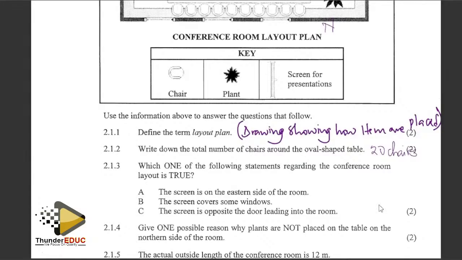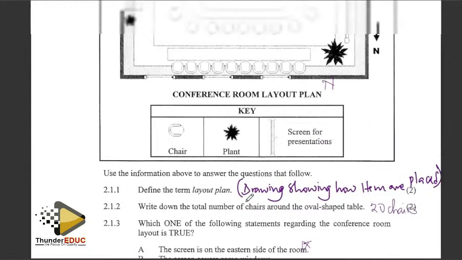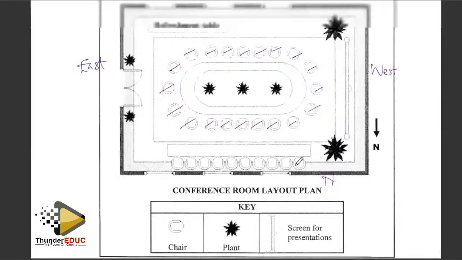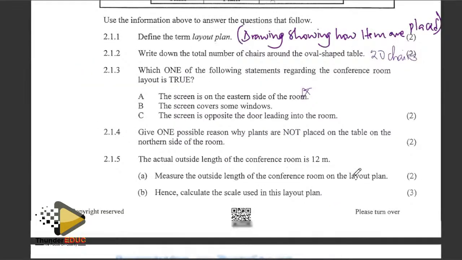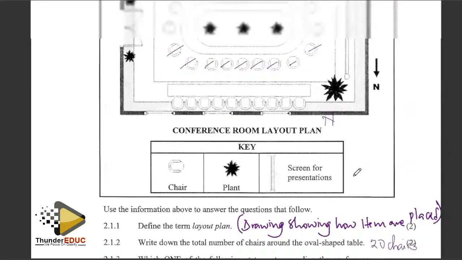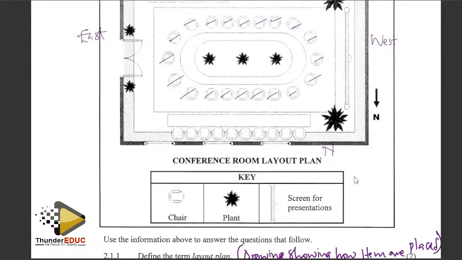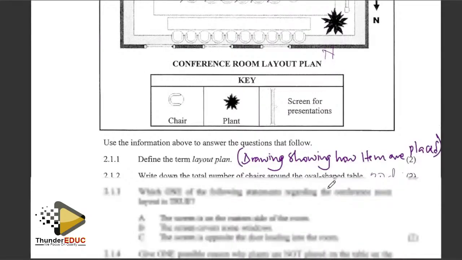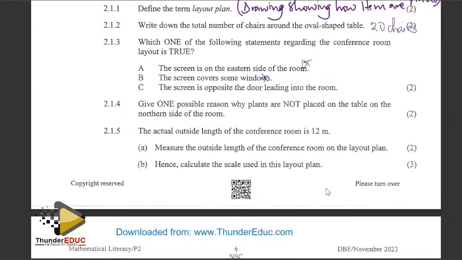No, this is false. Then they say the screen covers a window. This is the screen here, it does not cover any window. So this is also false. Then the screen is opposite the door leading to the room. You see, this is the screen and this is the door. So the right answer there is supposed to be C. It's true.